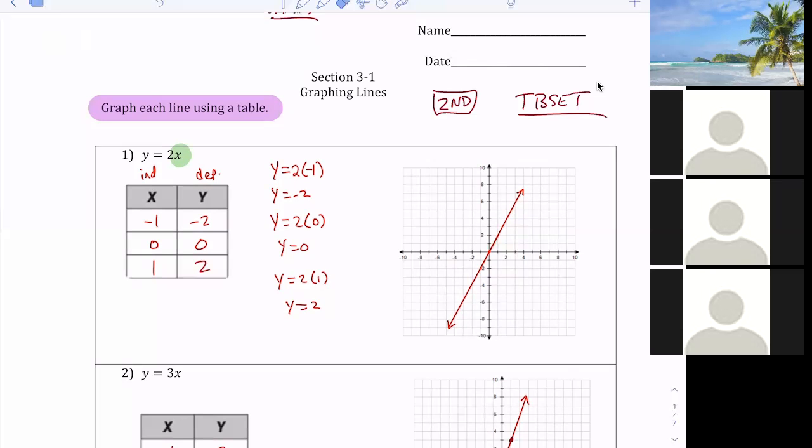All right? Don't tell me to wait. Good job. Some of you guys are paying attention now. Good. All right?